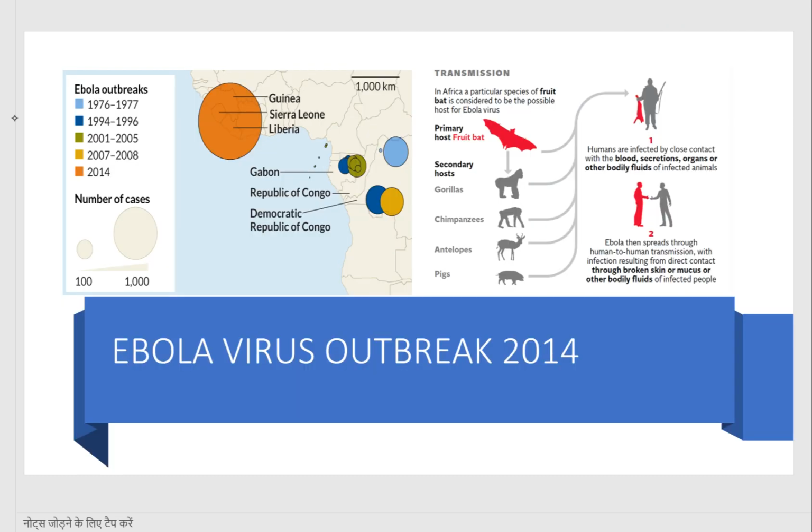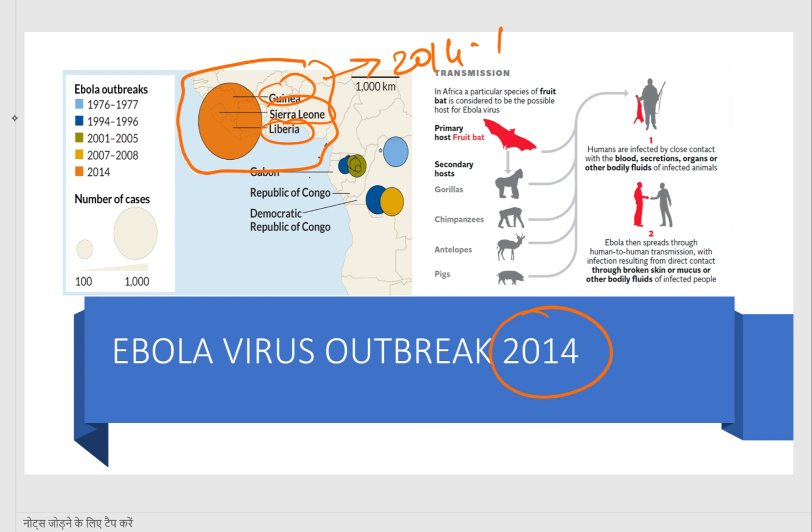And the last topic of today, the Ebola virus outbreak of 2014. So Ebola virus outbreak happened in 2014 in West Africa, namely in the countries of Guinea, Sierra Leone and Liberia. UPSC also asked this question in 2014-15. And you can see this year is denoted here.